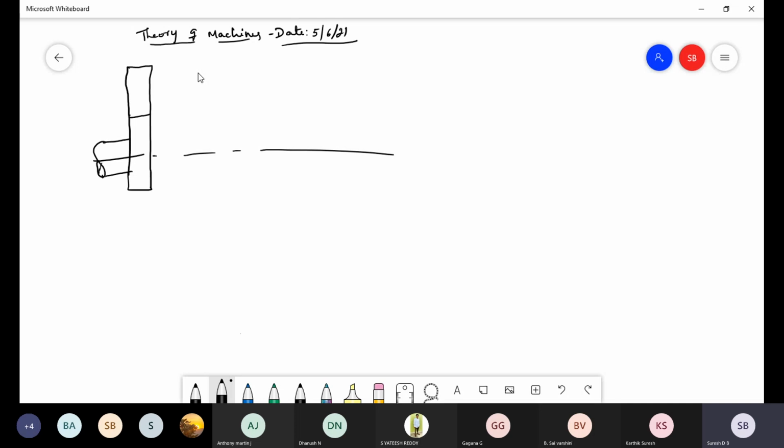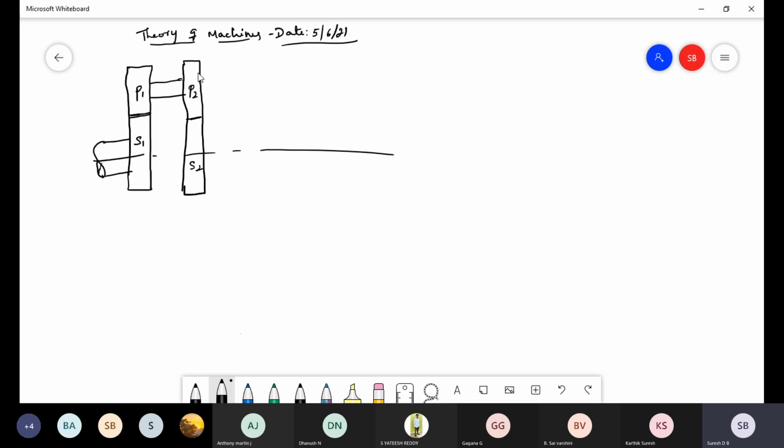Here S1 gear and P1 gear are meshing with each other. This one is gear S1, this one is gear P1, and the compound gear. Both planet gears are connected on a single shaft, and that one we call a compound gear. Both planet gears P1 and P2 are connected on a single shaft. This one is P2 and this one is S2.